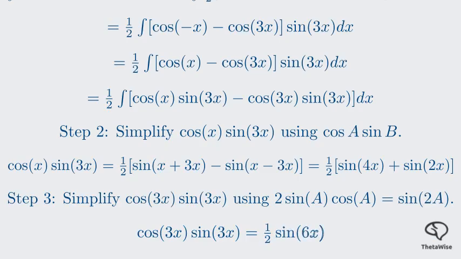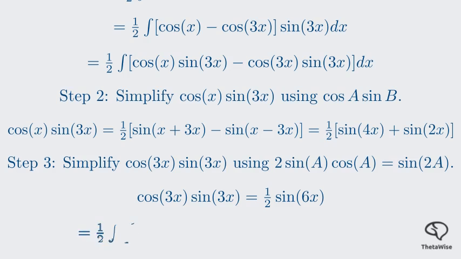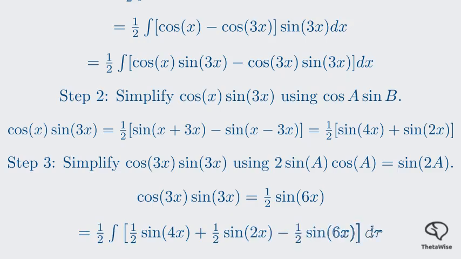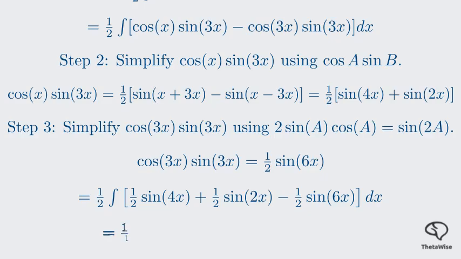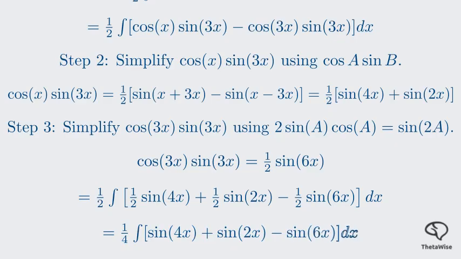Our integral is now much simpler. Plugging these back in, we get 1/2 times the integral of 1/2 sine 4x plus 1/2 sine 2x, all minus 1/2 sine 6x. We can factor out another 1/2, giving 1/4 times the integral of sine 4x plus sine 2x minus sine 6x. Now we integrate each term.